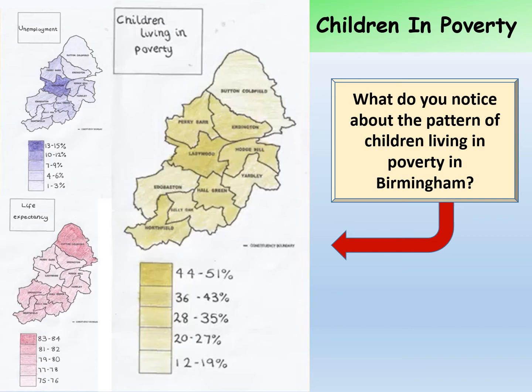So if we look at all three of these maps that we've looked at so far, and they're all on the screen now, you can see that where there is high unemployment, there is a lower life expectancy. And where there is also unemployment, there is also more children living in poverty. So Ladywood is a much more deprived area than Sutton Coldfield so far. So let's carry on and have another look at a different measure.